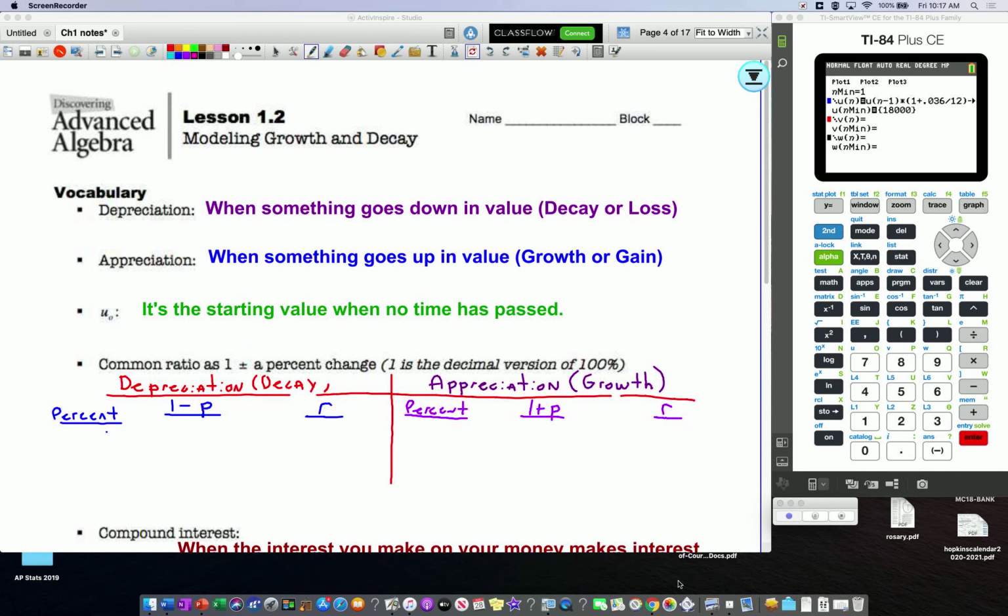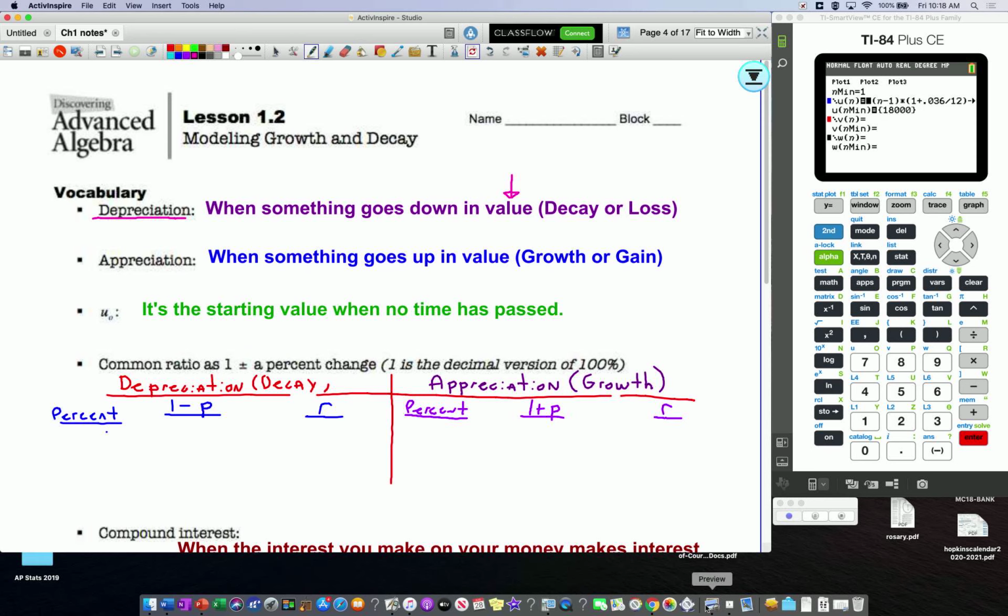Anyway, to start us off, we really want to talk about some vocabulary here. There are some terms that will pop up in your notes, and it's very important to know their meaning because it will help you in writing the recursive forms of the sequences. The first word is depreciation. When we talk about depreciation, it's when something goes down in value. So it's decreasing. You'll also see other words like decay and loss that might be used in the problem.